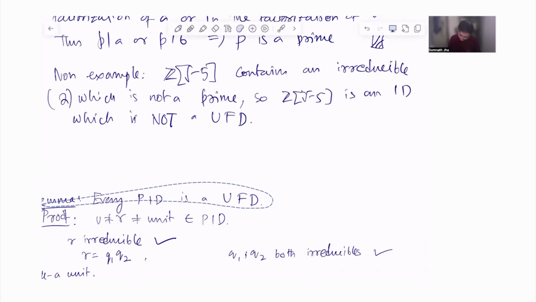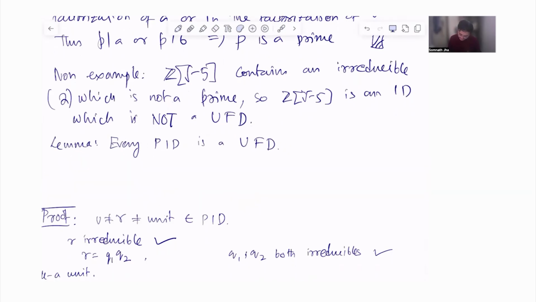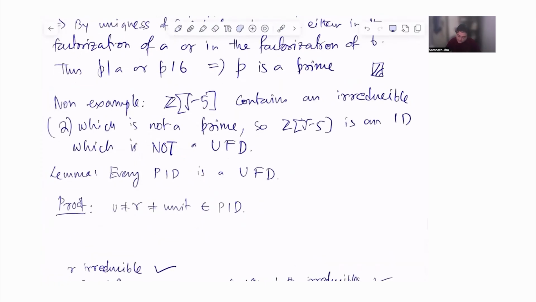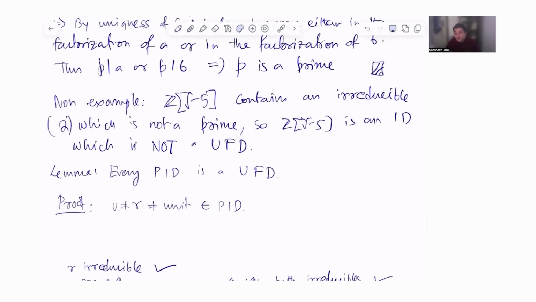And next we create more examples by proving that every PID is a UFD. Okay, next lemma is that every PID is a UFD. So we gave the definition of UFD, and then we saw the example, the fundamental theorem of arithmetic, that Z is a UFD. Then we proved that every irreducible is prime in a UFD, and then we saw an integral domain, Z root minus 5, which is not a UFD. Now we give another example: PIDs are UFDs. So every PID is a UFD.